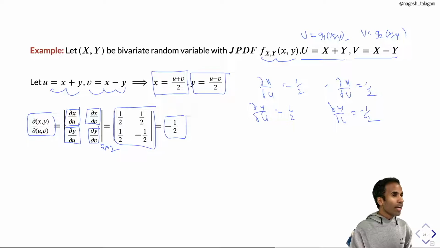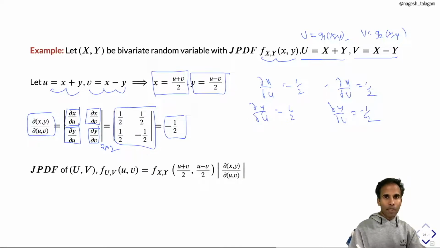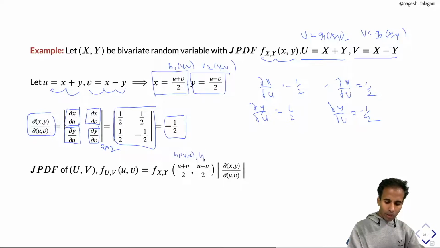Now the joint PDF of UV in terms of joint PDF of XY. Okay, now this is like h1 of u, v. Think of this as h2 of u, v. So how do you write this one? f_UV of u, v is going to be f_XY of h1 of u, v comma h2 of u, v. What is h1 of u, v? (u plus v)/2. h2 of u, v is (u minus v)/2, times the modulus of the Jacobian. So this is going to be mod of minus 1/2, which is going to be 1/2.